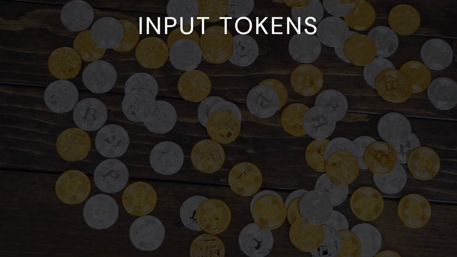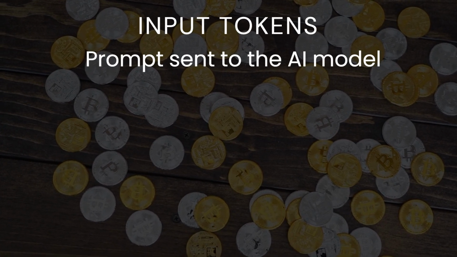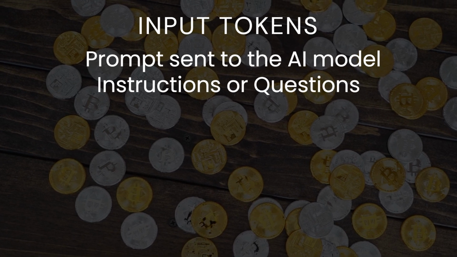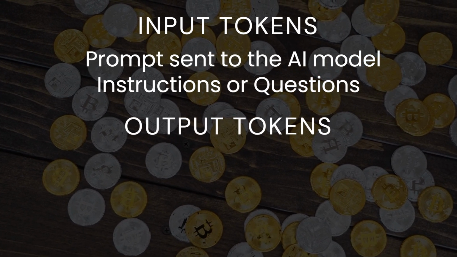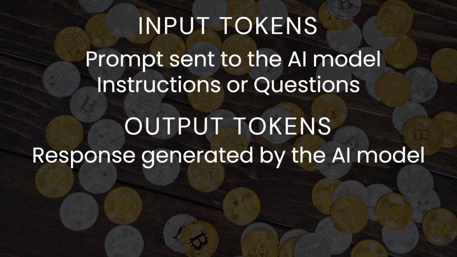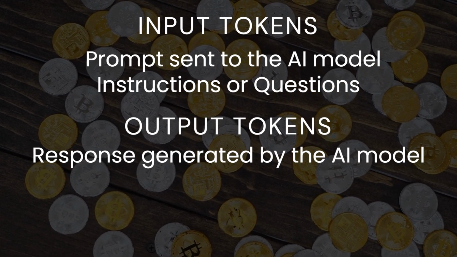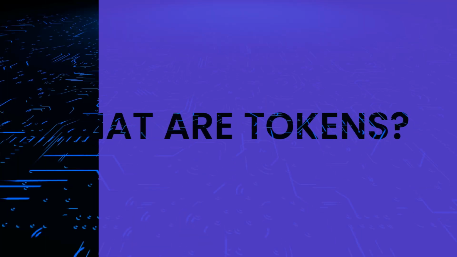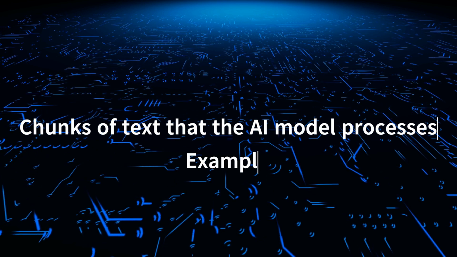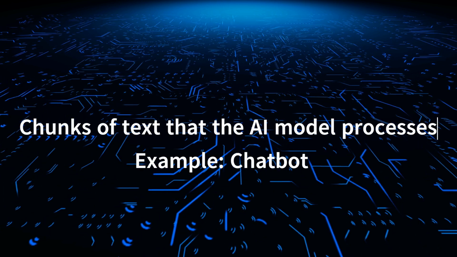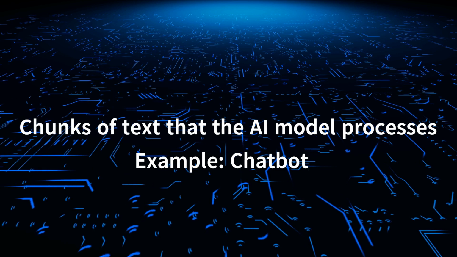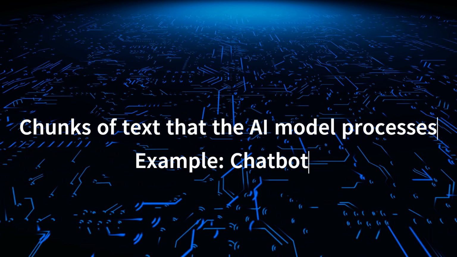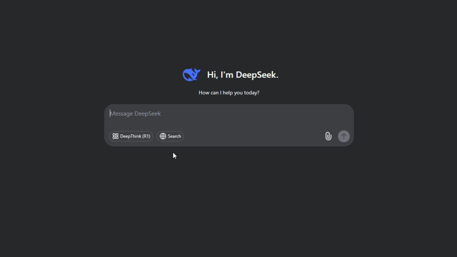So input tokens are the tokens used in the prompt or query you send to the AI model. This includes everything you type, such as instructions, questions, or context. Whereas output tokens are the tokens generated by the AI model in its response to your input. Tokens in general are a chunk of text that the AI model processes. They can be as short as one character or as long as one word. For example, chatbot is one token, while AI is also one token. For example, the sentence, "Hello, how are you?" might be broken into 5 tokens.